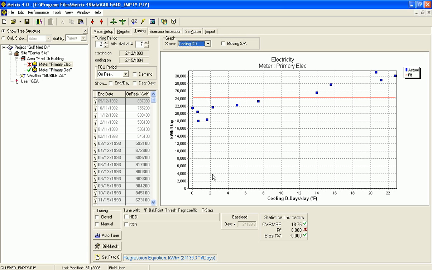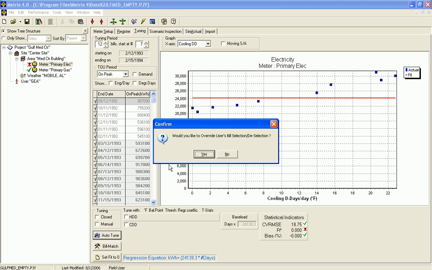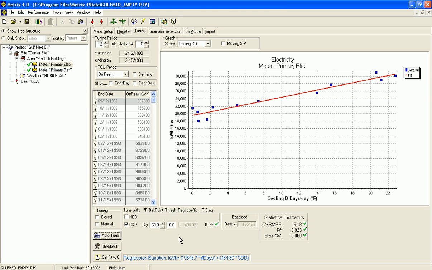We're now going to auto-tune our primary electric meter by clicking on the Auto-Tune button at the bottom of the Tuning tab. A window pops up asking us if we would like to override the user's bill selection or deselection. Click Yes. And we can see that Metrix has auto-tuned our primary electric meter for us. All of the statistical indicators have green check marks next to them, and we have a high R-squared value. All of this points to a good tuning.